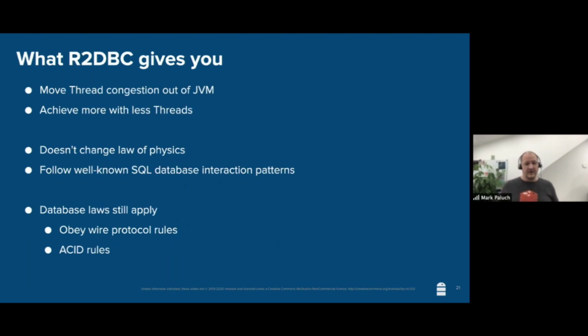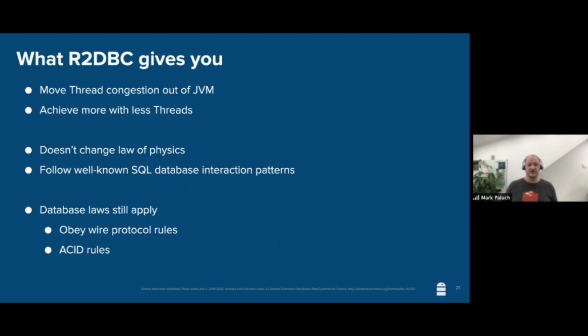So let's wrap up R2DBC and go over to the Spring side in a moment. What R2DBC gives you, if you do all the math, is that it moves the thread congestion out of your JVM. Not more, not less. So you are able to achieve more work with fewer threads.